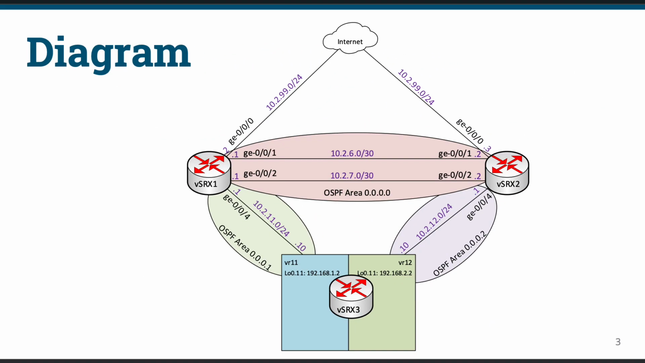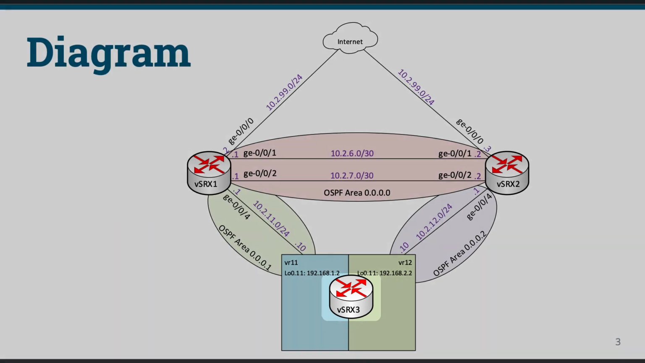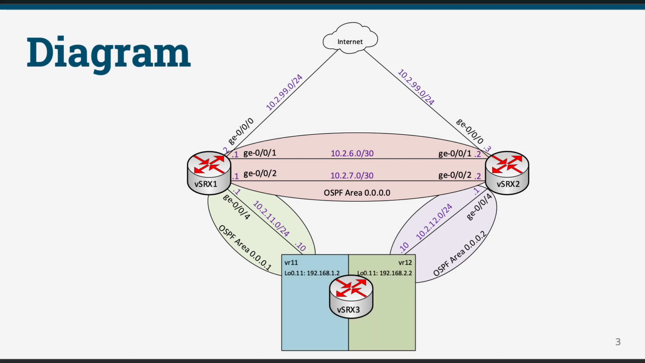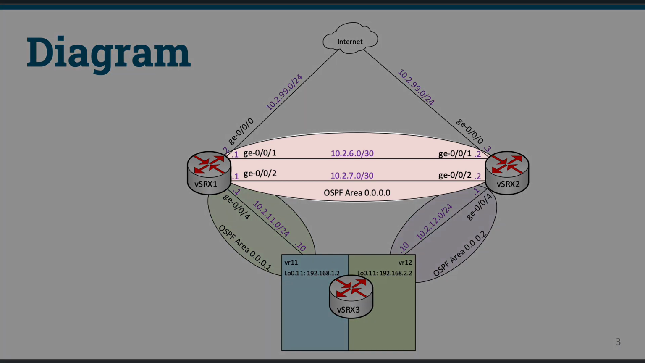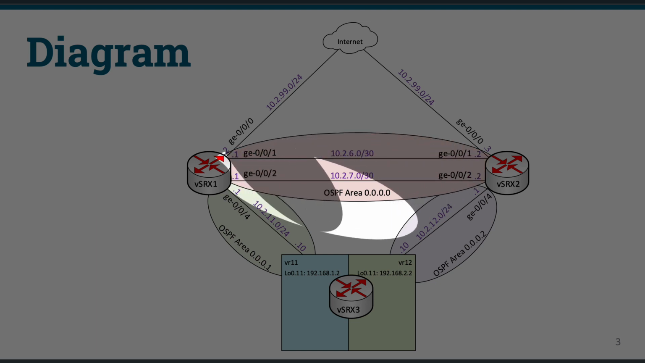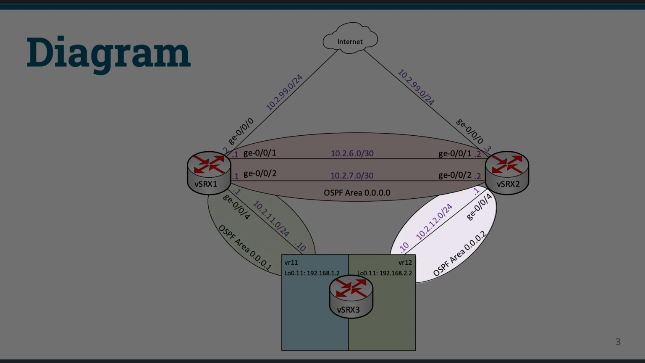In this lab topology, we have three routers: VSRX1, VSRX2, and VSRX3. The shaded ovals here represent OSPF areas, with the red shaded area here being the backbone area, Area 0. The green shaded area on the left is OSPF Area 1, and the purple shaded area on the right is OSPF Area 2.